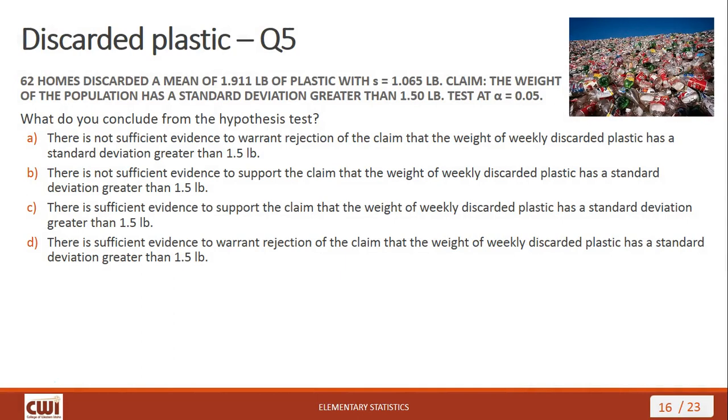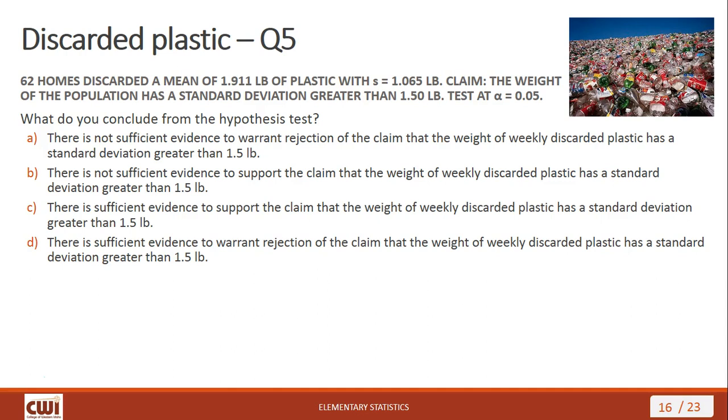What do you conclude from the hypothesis test? So here again we have the 4 standard options that were given for writing our conclusion. The first thing we want to ask ourselves is, did we reject H0 or did we fail to reject H0? In this example, we failed to reject H0. Therefore, we have insufficient evidence. So we want the answer options that say there is not sufficient evidence. That's answer options A and B. So right there off the bat, we've eliminated C and D.